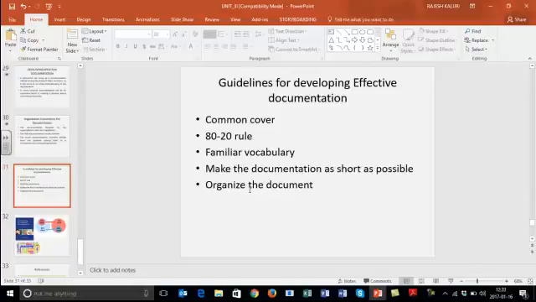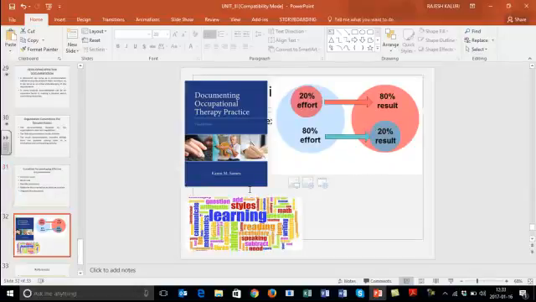Now, what is this common cover and what is this 80-20 rule? Generally in the 80-20 rule, 80% should be effort and 20% should be testing or whatever the result may be. Even effort contains all your phases: analysis, design, implementation, coding, testing. Everything should be in terms of effort, and then you are waiting for the result with the 20%.